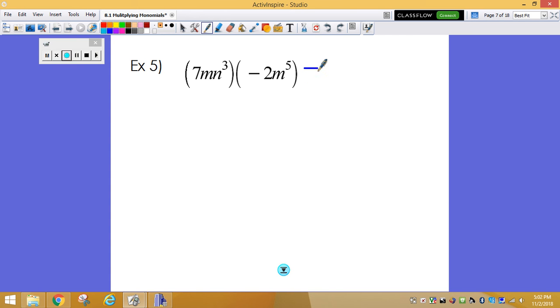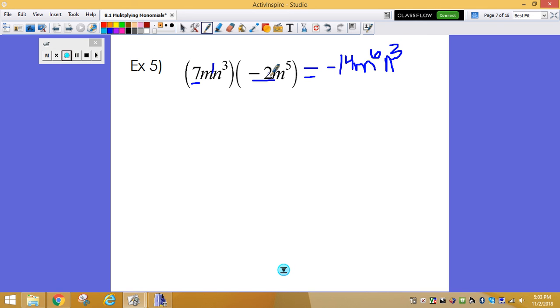All right, let's do another one. I'm going to multiply these numbers out front. 7 times negative 2 is negative 14. This m has no exponent, so I'm going to put a 1. I'm going to add these m's. So my m is going to be 1 plus 5, which is 6. Now, there's no n over here to combine, so I'm just going to bring that n to the 3rd over.